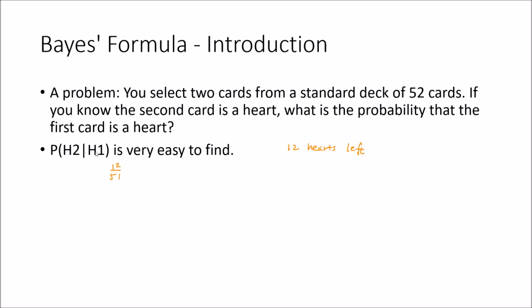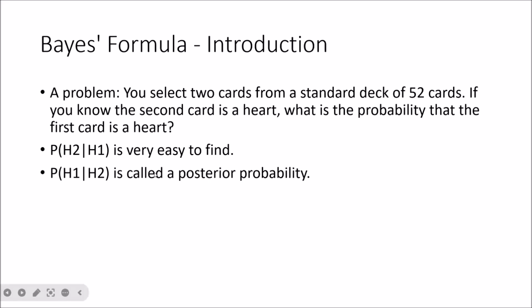Now, the question is asking, knowing that the second card is a heart, what is the probability that the first card is a heart? This kind of probability is usually called a posterior probability. You know something happened later and try to figure out the probability of something that happened earlier. One way of analyzing this type of problem is to draw a tree diagram. So let's do that.